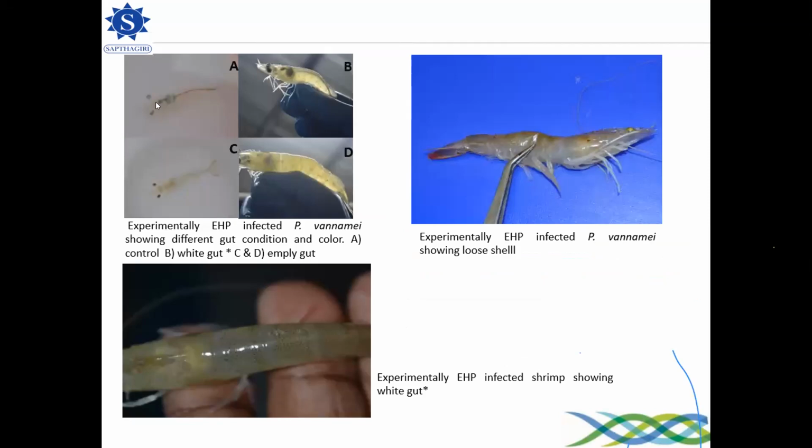Pictures of EHP infected shrimp, both experimentally and naturally infected. We can see clear shrinkage of the hepatopancreas, discoloration of the hepatopancreas, and white gut.